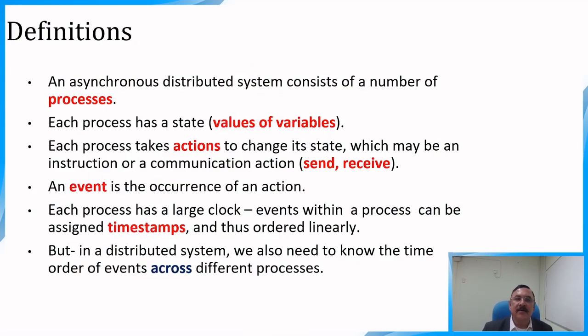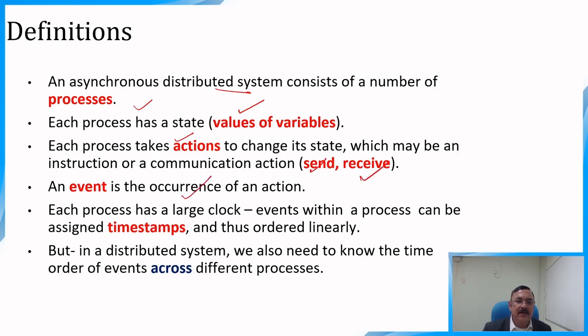So, let us understand some of the definitions and then we will formulate the problem. An asynchronous distributed system consists of a number of processes, and each process has a state that is measured by variables. Each process takes actions to change its state, which may be an instruction or a communication action, that is, send and receive.